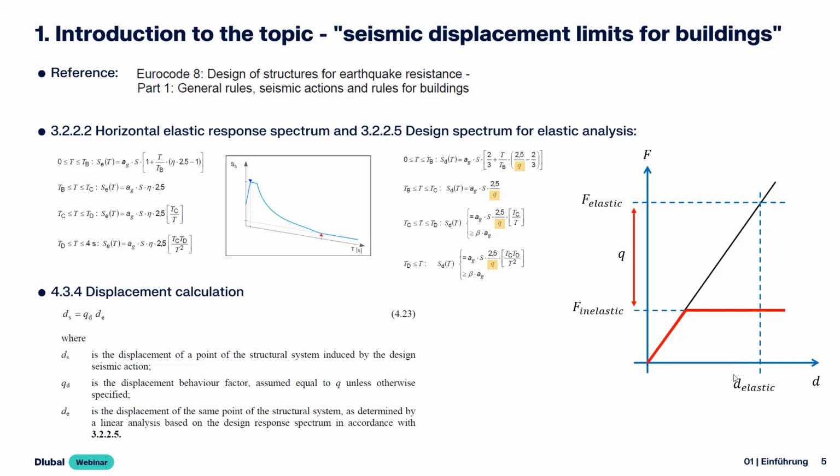At a certain point we have the elastic displacement, and where is our inelastic displacement? This is going to be approximately in the same magnitude or range of values. So one can say that the elastic and the inelastic displacement are going to be around the same values, while the forces and internal forces will have the ratio of Q.